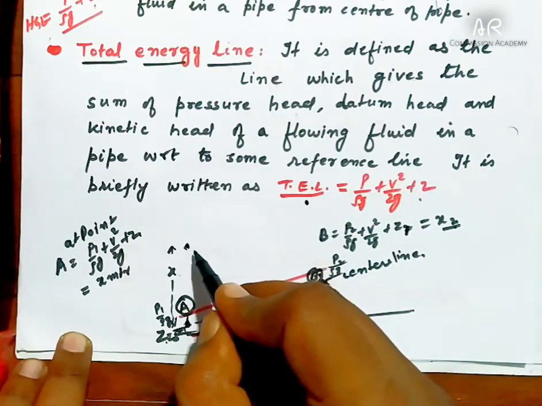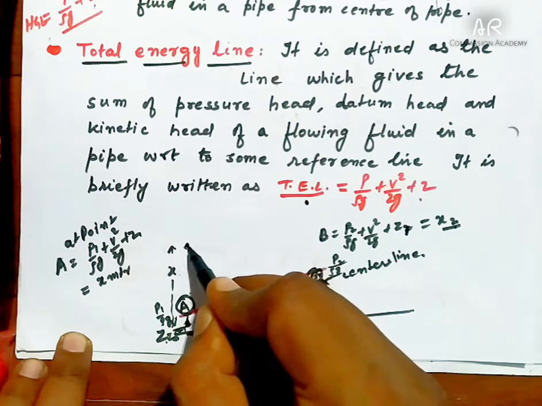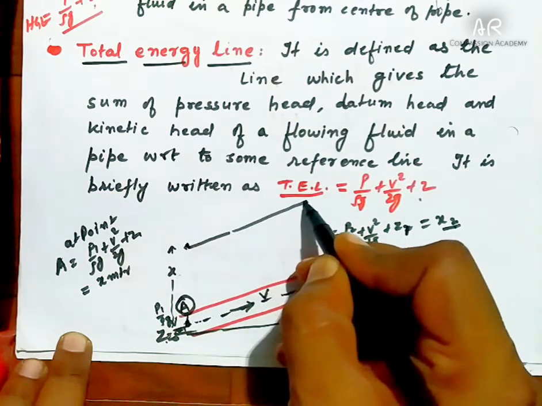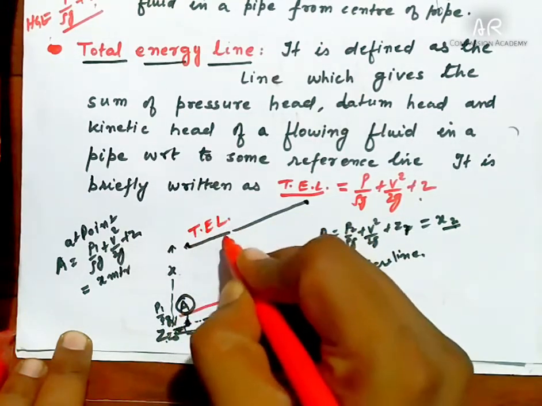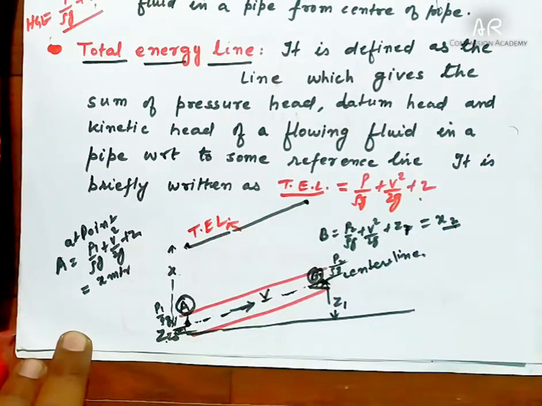So if we join these two points, then it will give the total energy line. This line is called total energy line.